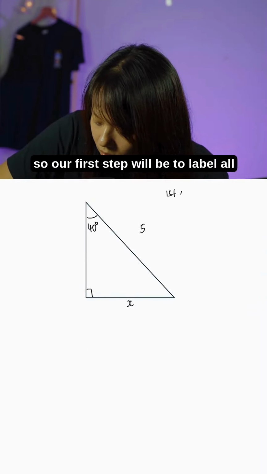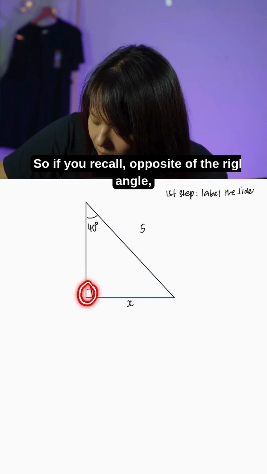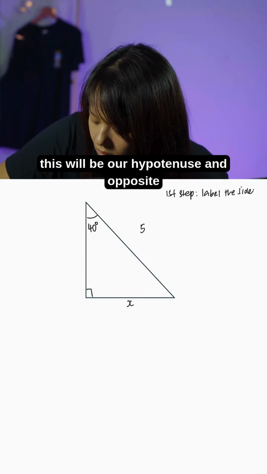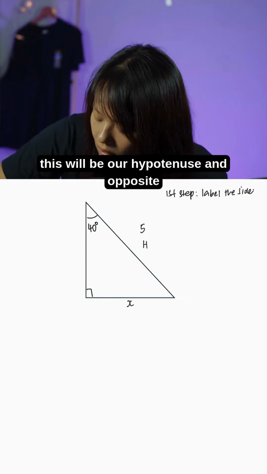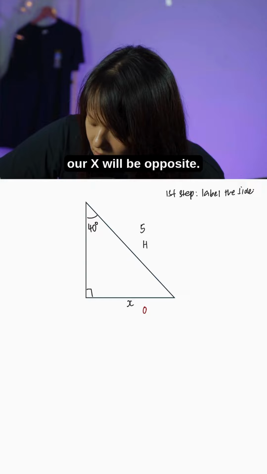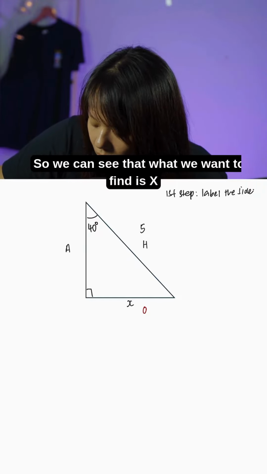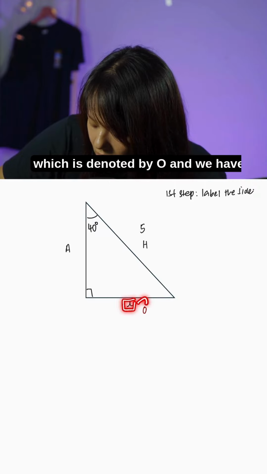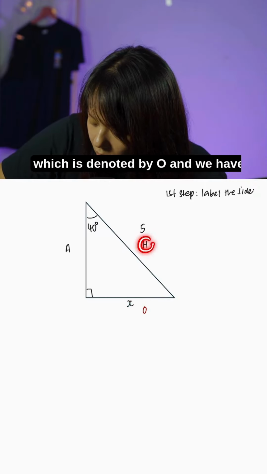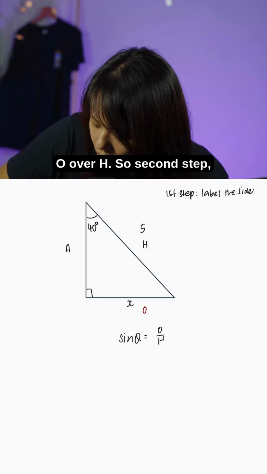Alright, so our first step will be to label all the sides of a triangle. So if you recall, opposite of the right angle will be our hypotenuse. And opposite of this angle, our x will be opposite. And lastly, the last length will be adjacent. So we can see that what we want to find is x, which is denoted by O, and we have h. So we can use the formula sine theta is O over h.